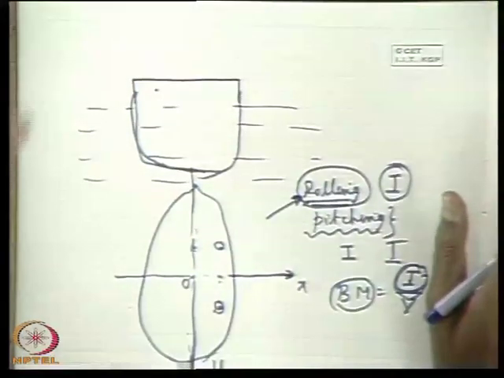That means we'll have to see, from the angular stability point of view, that it is the moment of inertia of the plane of flotation about an axis that makes it more vulnerable for its angular stability in a particular direction.